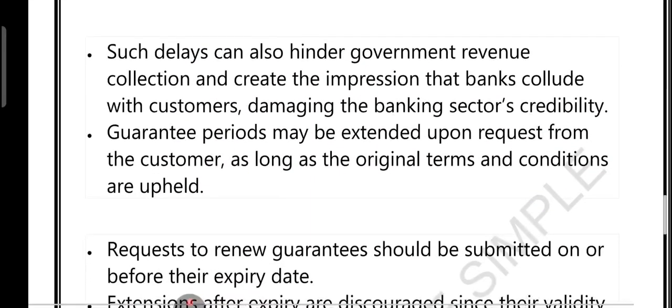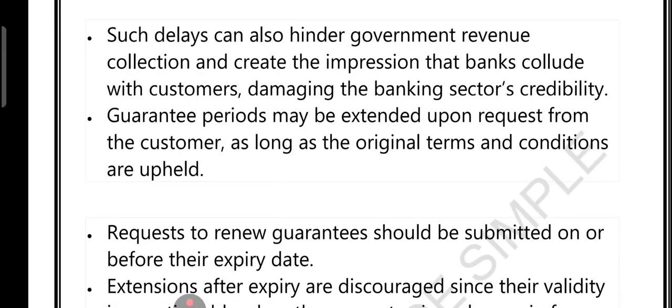Now, what is the impact of delay? If the bank delays payment, it can harm the bank's reputation. It affects the government revenue collection. It creates suspicion of collusion between the bank and the customer.